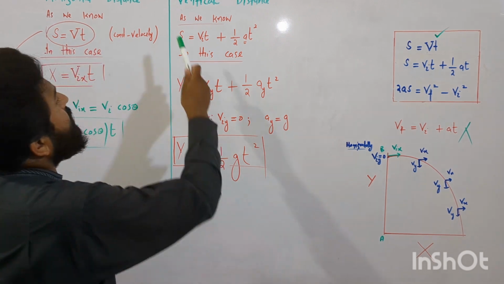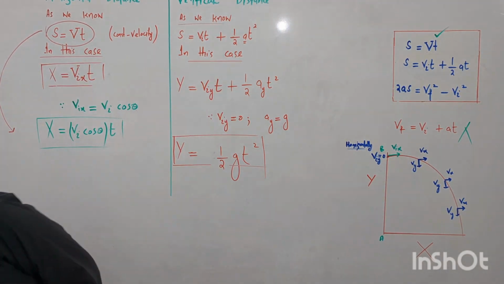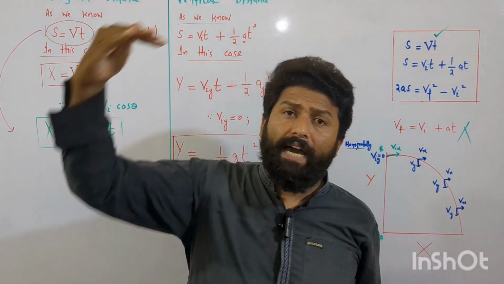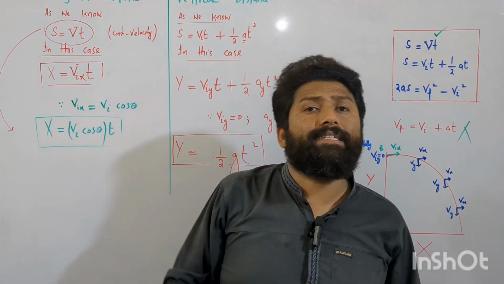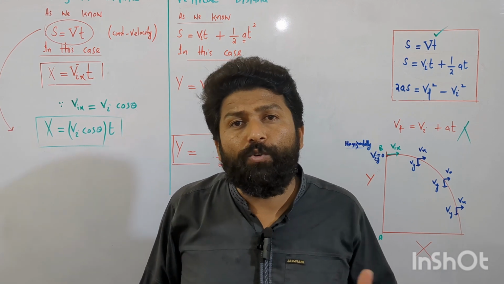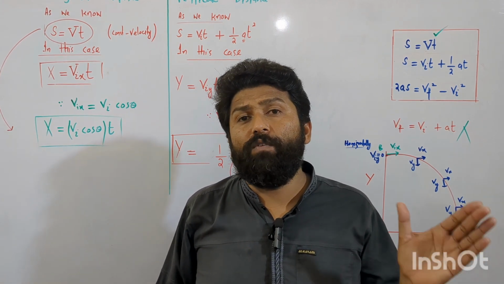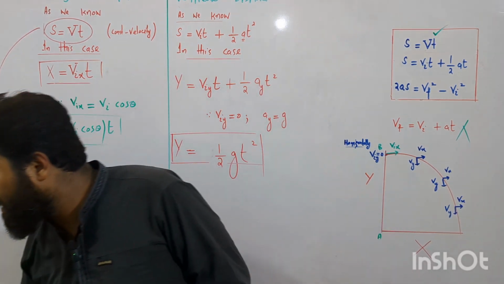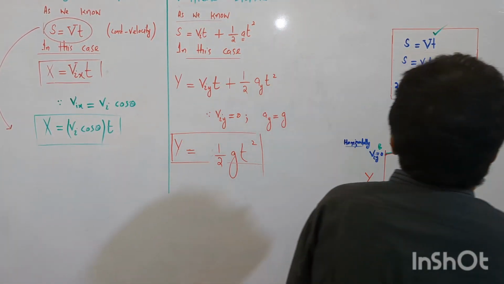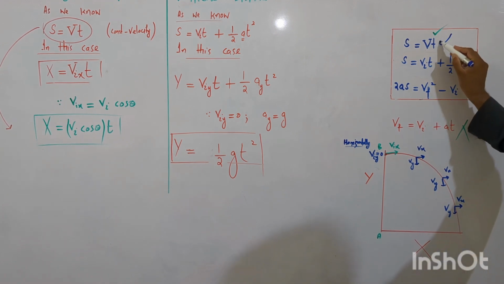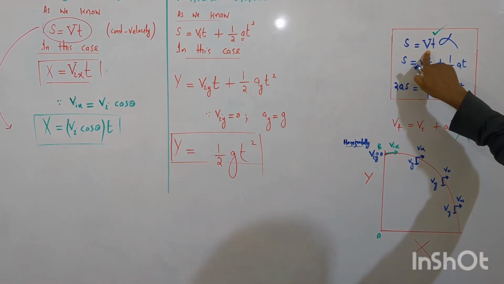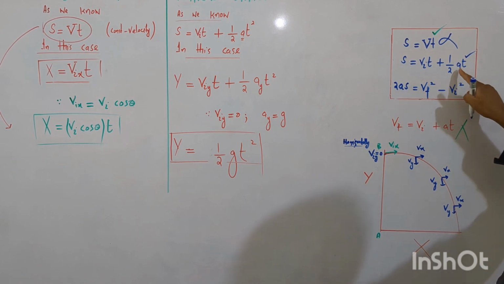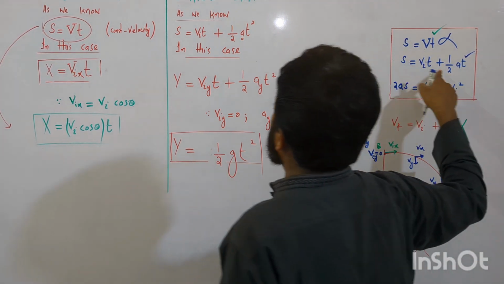Now come to vertical distance. In projectile motion, vertically there is acceleration due to gravity, which means change in velocity will be essential along the y-axis. So what formula will we apply? We cannot apply the constant velocity formula because here velocity is not constant. This formula can be applied because acceleration is coming. So we apply this formula here.